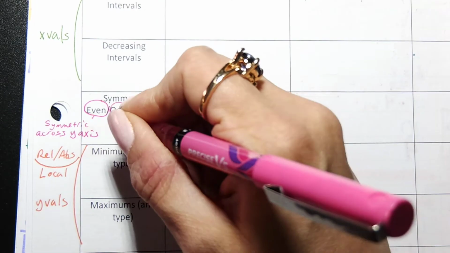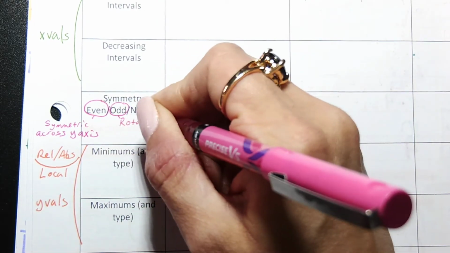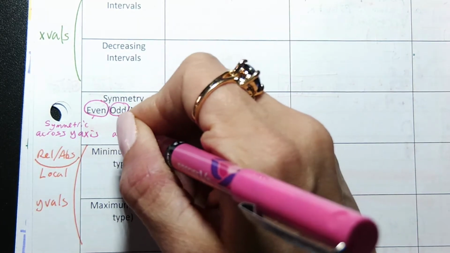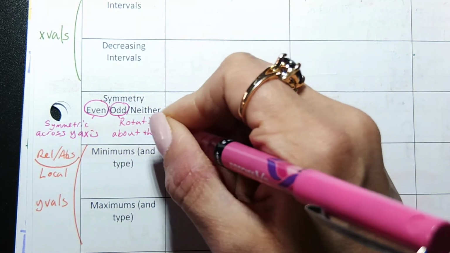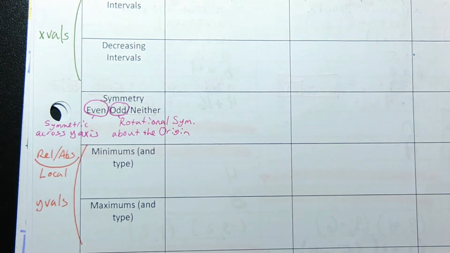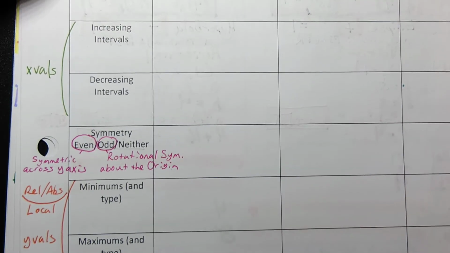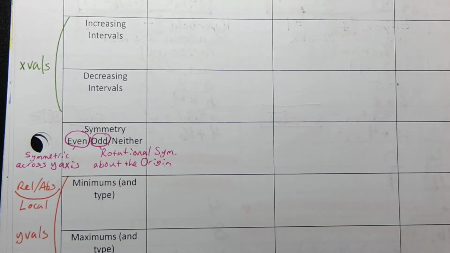Odd symmetry is rotational symmetry about the origin, which is 0, 0. So a cubic function would have rotational symmetry. An absolute value function would have even symmetry. But if either of them have been shifted left or right, then it's neither. Questions on that?